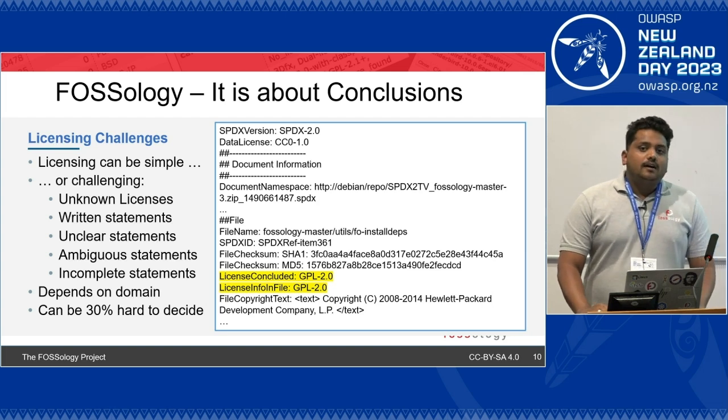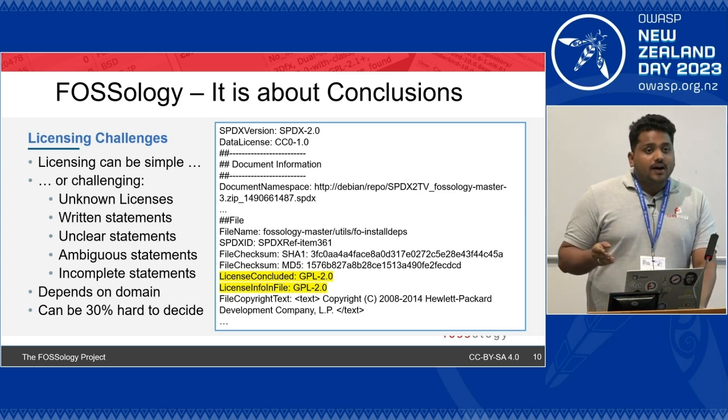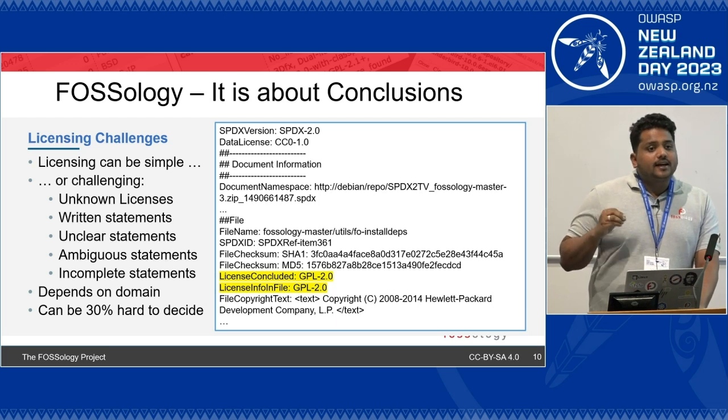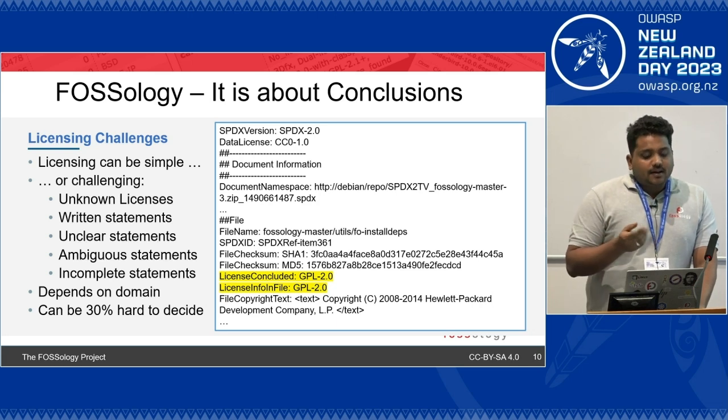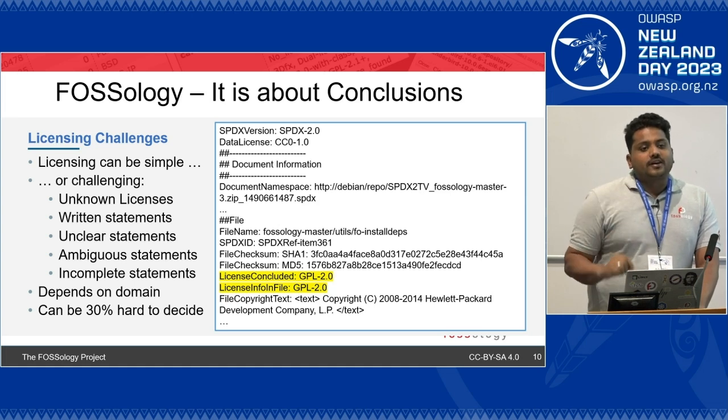I was saying that conclusions are required because it is very unclear which license to choose in the case of multiple licenses. Maybe in the demo I can show you an example where we have 3 license statements. The author asks you to choose one of them, but whenever you go through a scanner, the scanner detects all the 3 licenses.